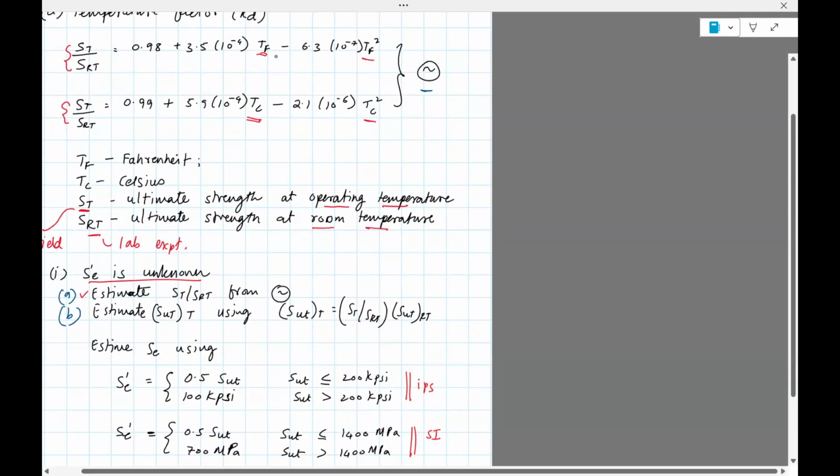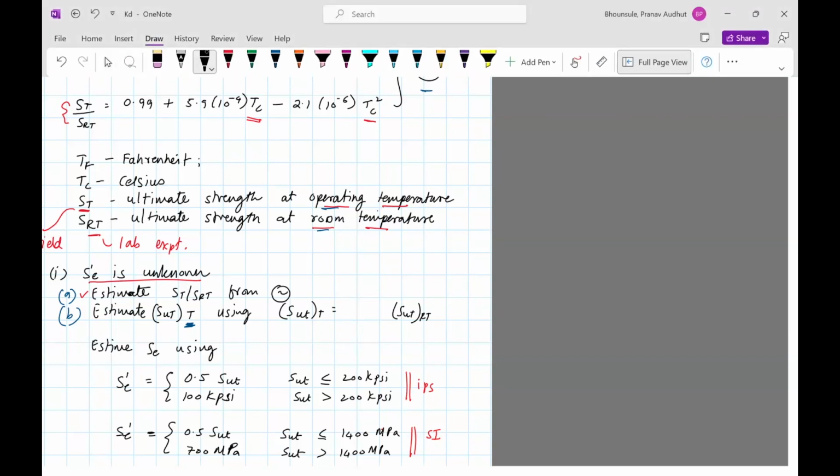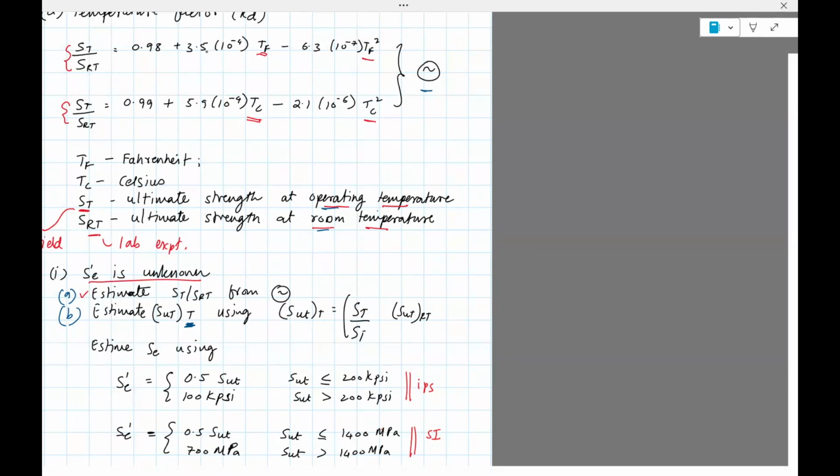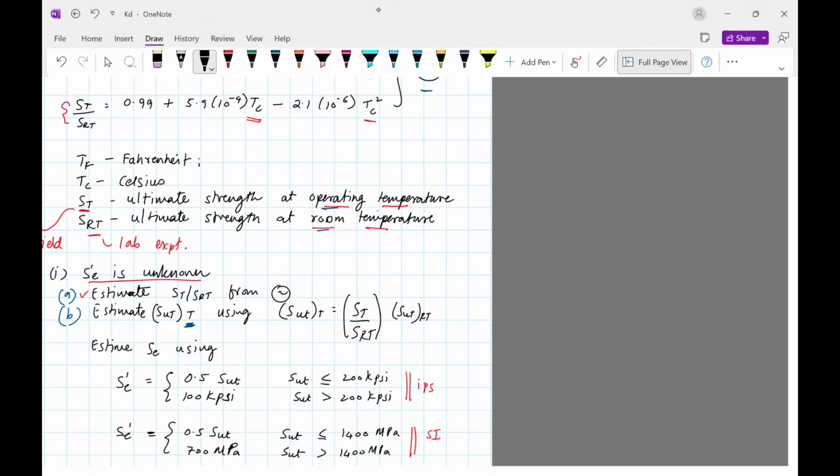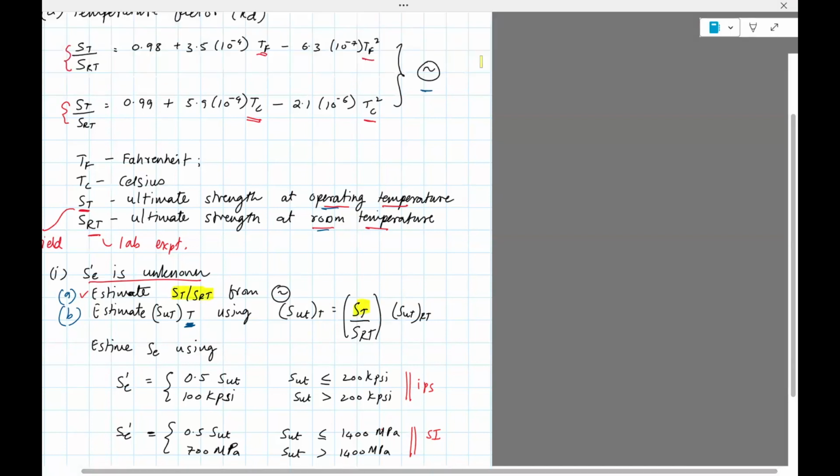Step 2 is estimate SUT at the operating temperature. What I mean by that is this is basically giving you the ultimate strength at operating temperature to room temperature. So you can use this formula. Better way to write this is perhaps this. ST, SRT. Okay, so this thing here has been computed. So the same thing goes in here. So once you have this ratio from this formula, the tilde, you can compute that, and you'll know what the ultimate strength is at room temperature. You can compute the ultimate strength at the operating temperature T. Okay, so that's step number two.